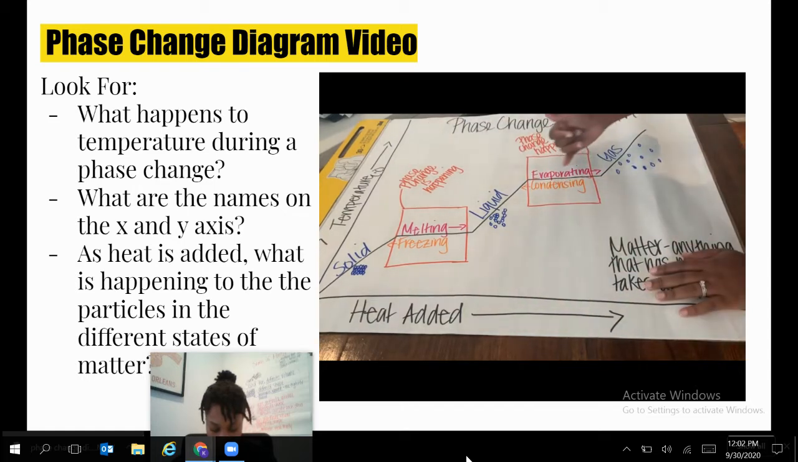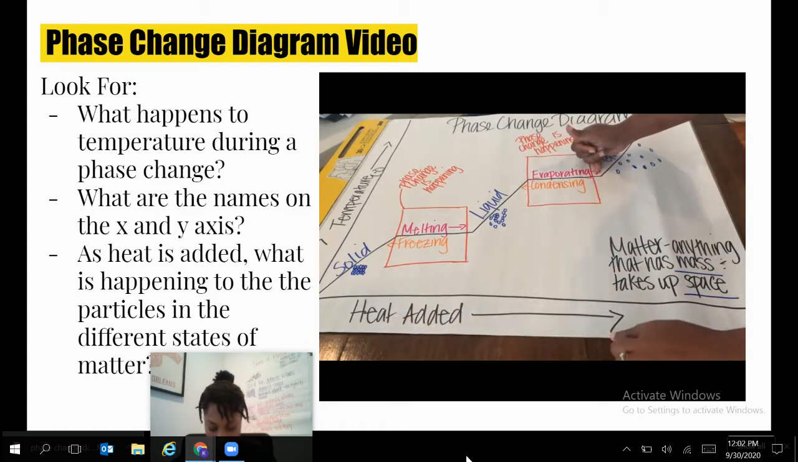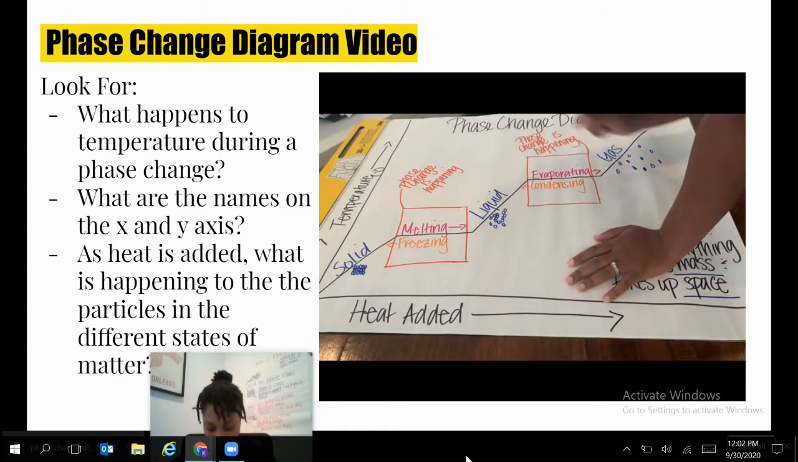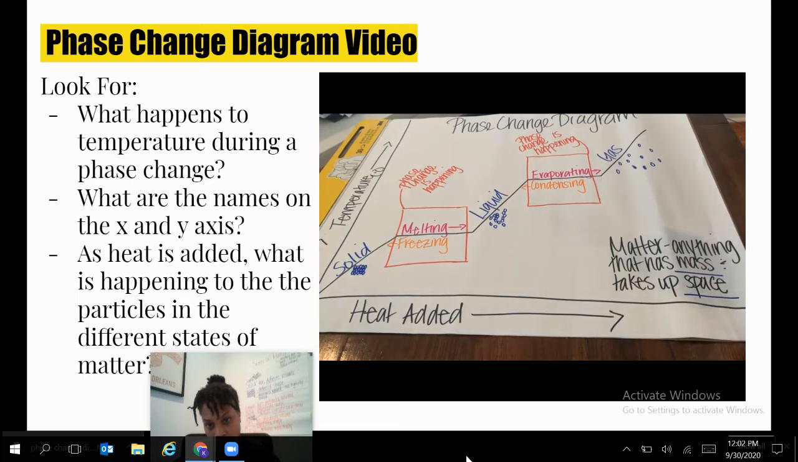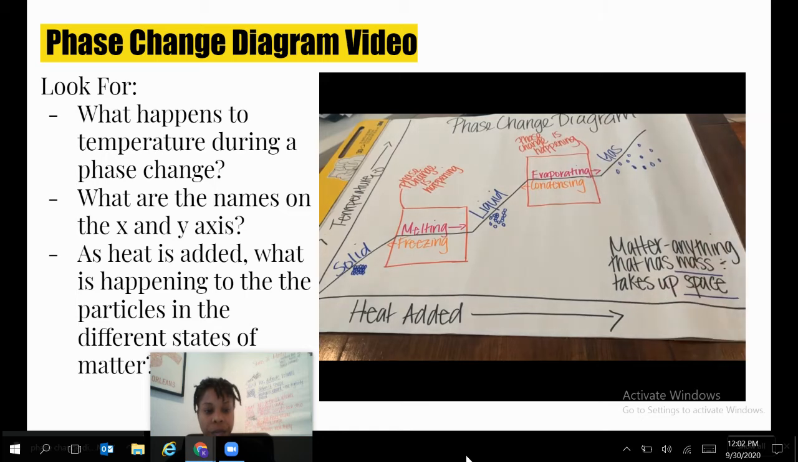Once again, I have a plateau. I'm still moving along the x-axis, so heat is being added, but the temperature is going to stay the same. So I have a liquid, and I got to this plateau. What is happening when that temperature is staying exactly the same is that evaporation is occurring. So I am at a phase change, and evaporation is occurring. That liquid is now turning into a gas.